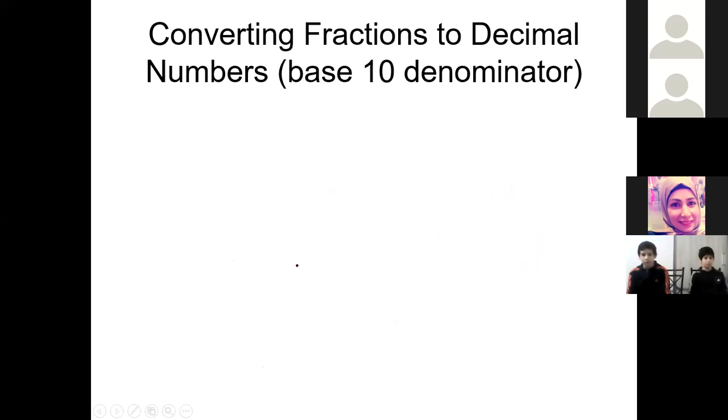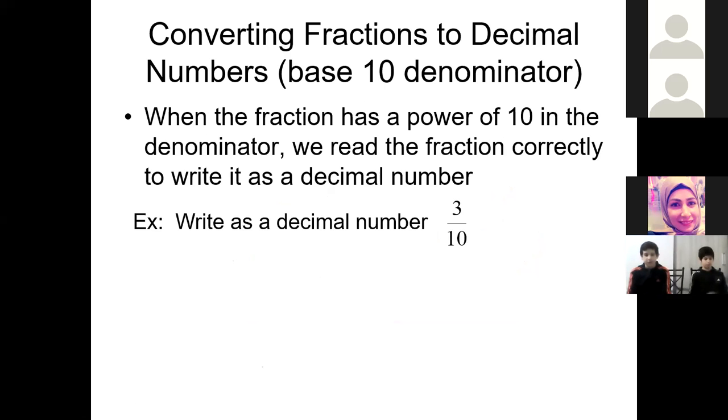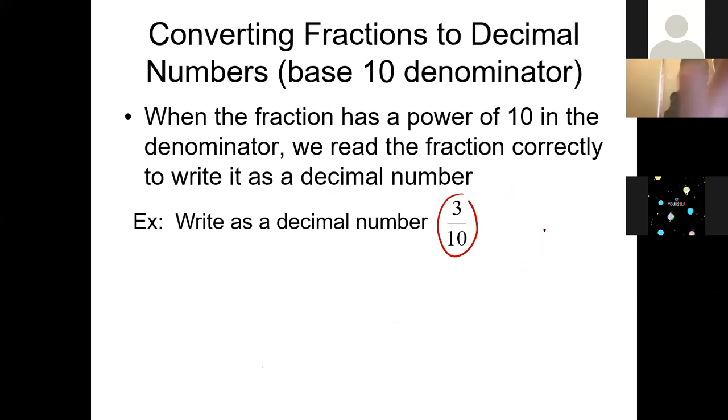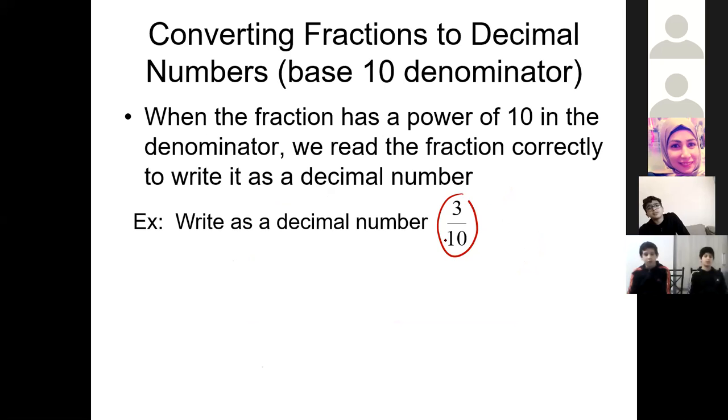Now I will reverse the question. I gave you the fraction, and you want to know the decimal number. Same way: we will write it in letters, then we will write the decimal number. In letters, how do we write it? 0 and 3 tenths. Okay, 3 tenths. How do we write it as a decimal number?